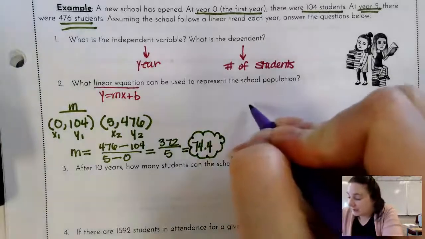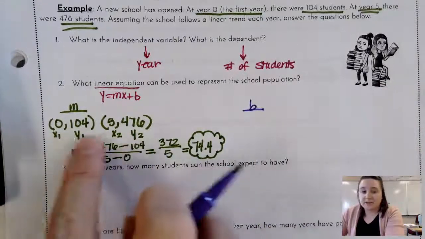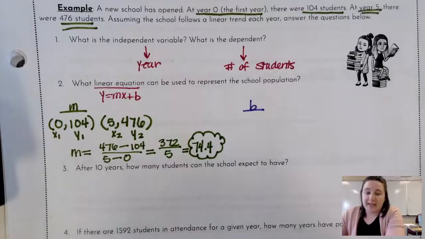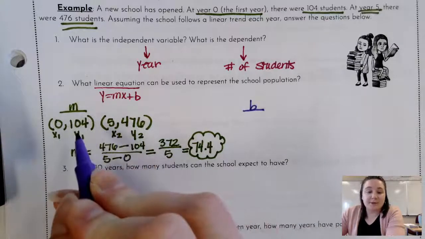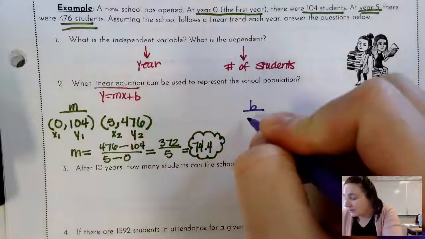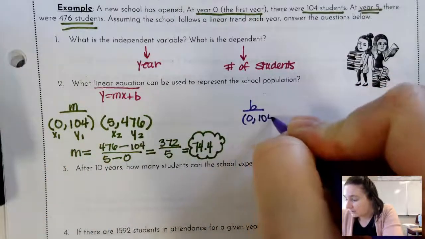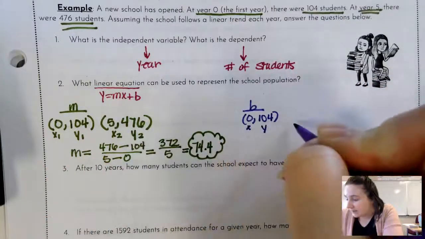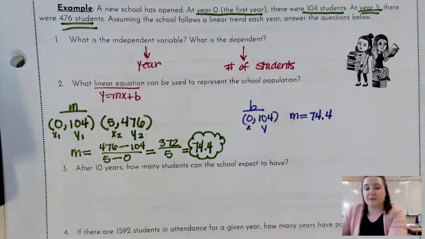And so to find b, I'm going to use my slope and one of these points. It doesn't matter which one. And I'm going to plug those in to y equals mx plus b so I can find b. So since I can choose which point I want, I'm going to choose the easier one. I'm going to choose this one because it is easier to deal with. So if I have (0, 104), that's my x and my y. And then my m is 74.4. That's what I just found.